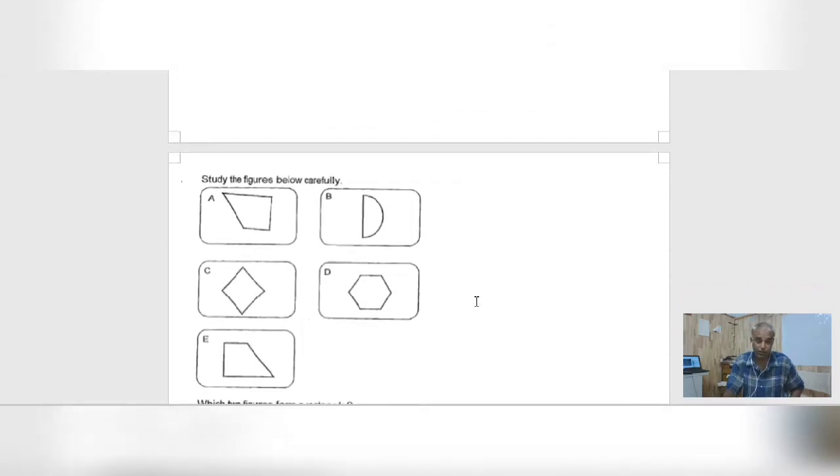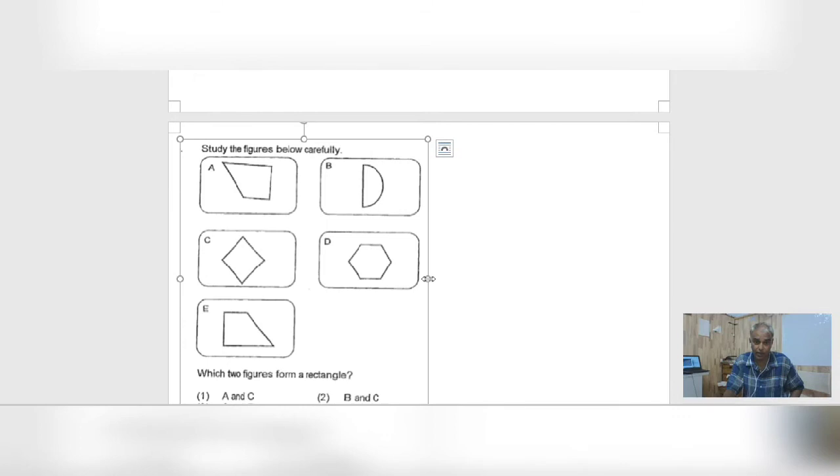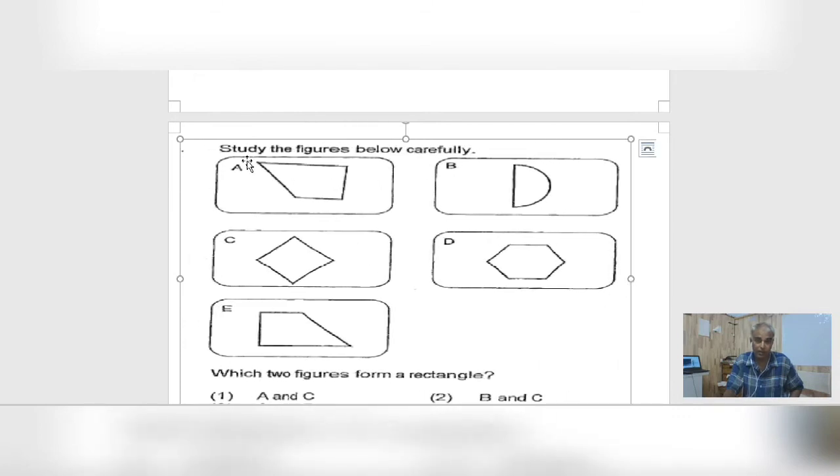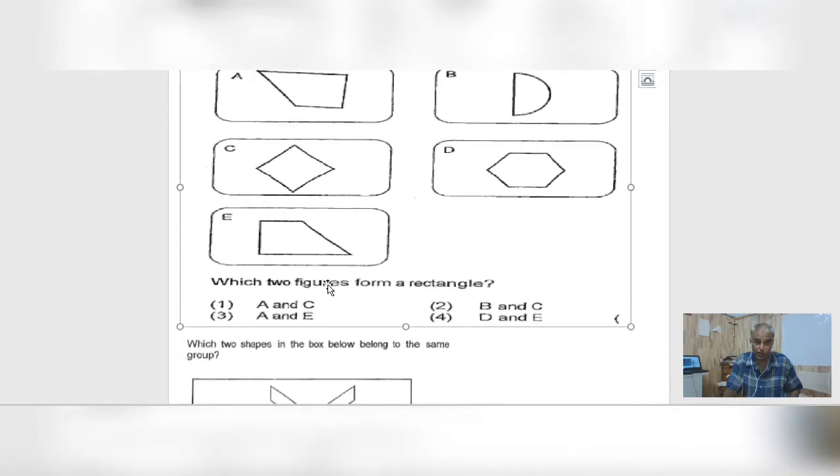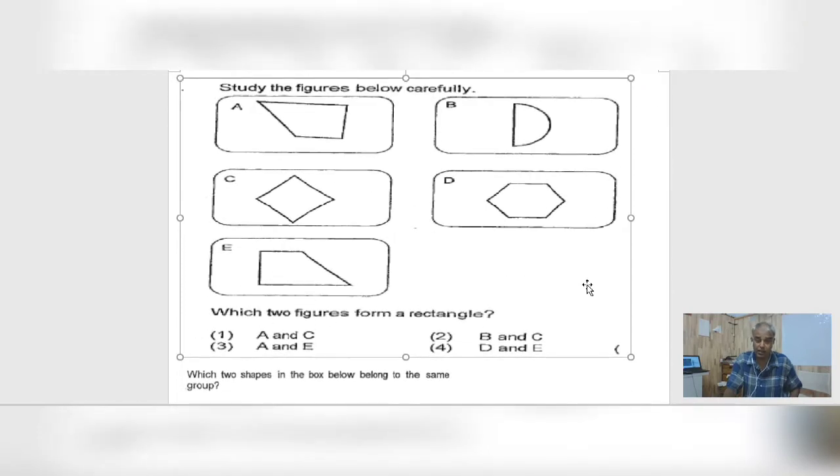Let's go to the next question. Study the figure below carefully. I make it a little big so that you can see clearly. Study the figure below carefully. So I think this is a very good question. Which two figures form a rectangle? See, this is a question which is really challenging. So which two figures form a rectangle?